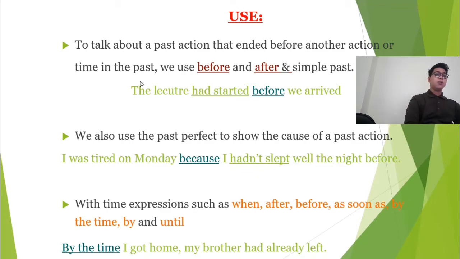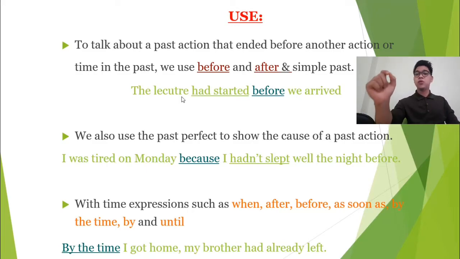Clear? Okay, we got the use again. We use before and after with the simple past. The lecture had started before we arrived. For example, me as a teacher, I had started the class before you arrived, so you were late. The point is you were late. So I had started my class before you arrived.